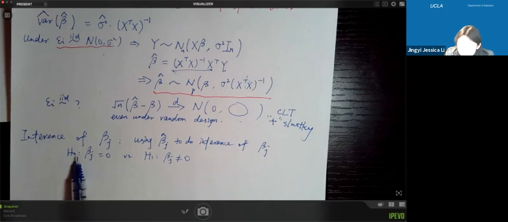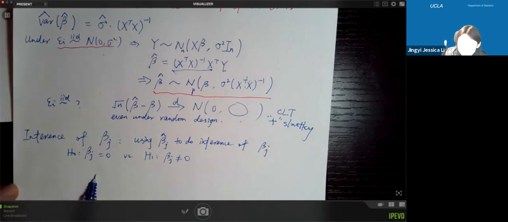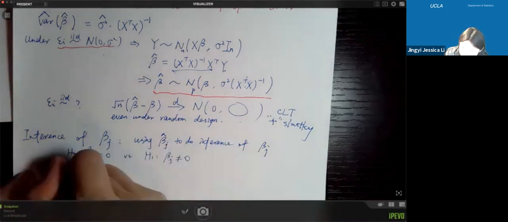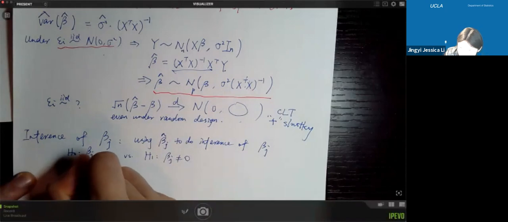And here, to do this hypothesis test, a very natural way to construct the test statistic is to use beta j hat. How do we do it? So here we have something called a t statistic.